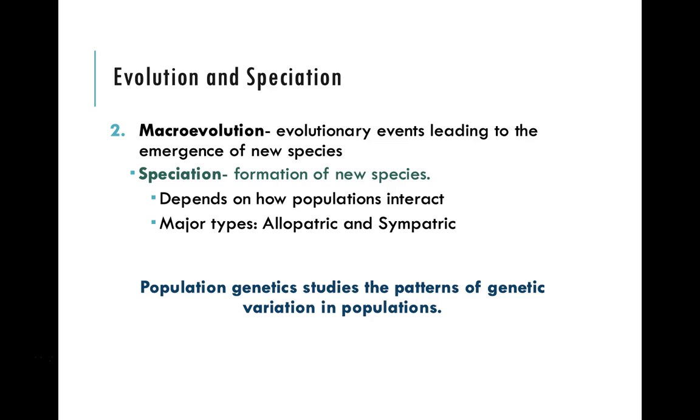In reality, the evolution that we see now on our time scale is microevolution, how populations are changing. But if the differences in a population become too great, so that the individuals cannot interbreed, you actually can have the formation of a new species. And the formation of new species depends on how the populations interact. And we'll actually come back to this. This is chapter 22, and I'll talk about the two major types of speciation, which are called allopatric and sympatric.